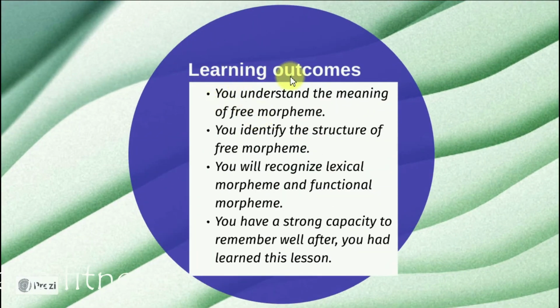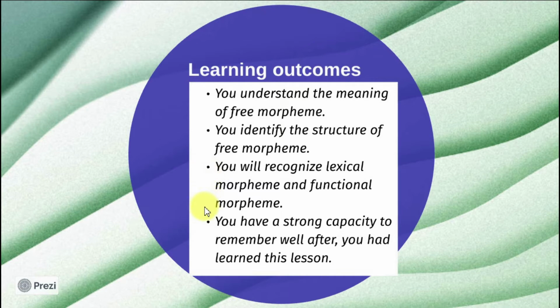Now we go into the learning outcome. In the learning outcome, the teacher or educator is honest with the audience about what we are talking about after they have spent valuable time with this video. I have only 4 marks here. Mark number 1: you understand the meaning of the free morpheme. Mark number 2: you will identify the structures of the free morpheme. Mark number 3: you will recognize a lexical morpheme and a functional morpheme. What does the lexical morpheme come from, and what does the functional morpheme come from? Your answer is in this video, right?